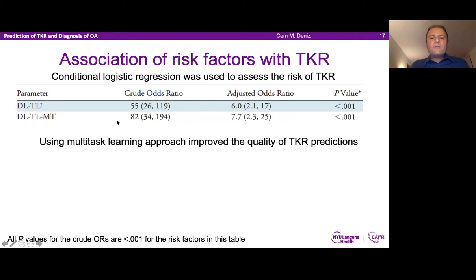And we use crude odds ratio, which is defined as when there's only one predictor, which is, for this case, the deep learning model's outcome. And adjusted odds ratio is when we are taking all kinds of other information, which I will show in a second, other risk factors, what will be the odds ratio for that model.